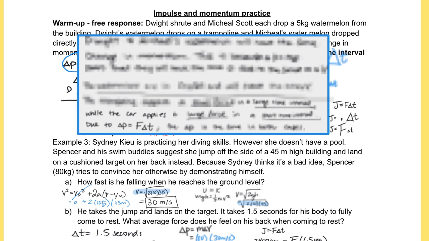Based on the warm up from yesterday, I messed up terribly, unfortunately, but I figured it out by fifth and sixth period. So this is what happened.